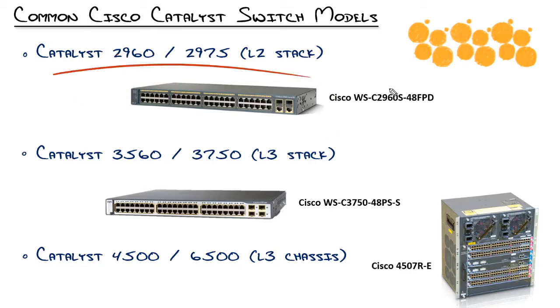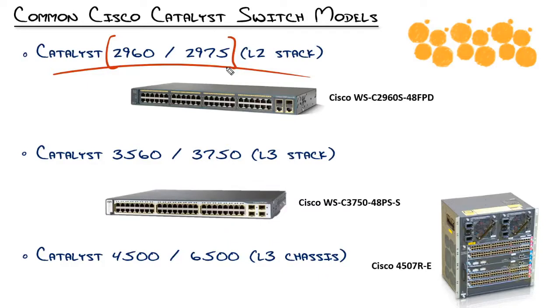So up top is the first persona, the Catalyst 2960 and 2975. Now, remember, these are specific model numbers. I'm not saying buy those numbers. It's kind of like saying a Ferrari and a Porsche are a type of sports car, right? There's a lot of other sports cars that are out there. And these are two types of layer 2 stackable switches.